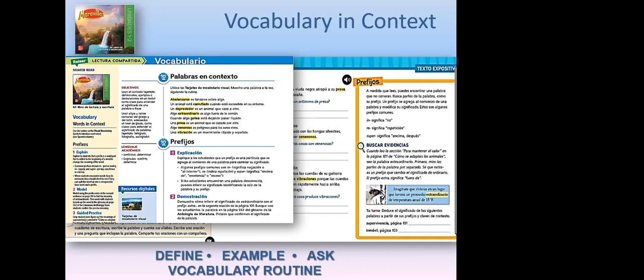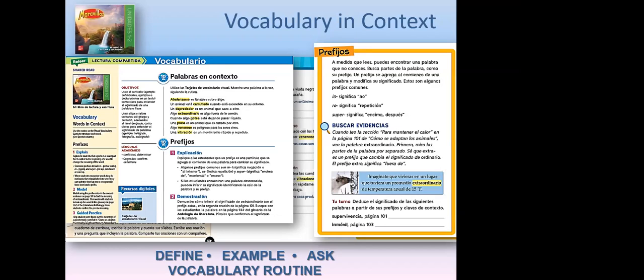Point here is for students to gain an understanding of this vocabulary within context, not in isolation. They're going to find this text in every single piece of text that they're going to read throughout the week in Maravillas. Vocabulary strategy, right? Los prefijos. You saw in the read portion, we were asking them to find and kind of notice that in the text. Here is that explicit vocabulary strategy.